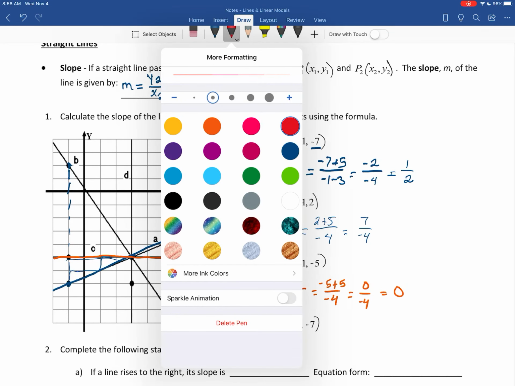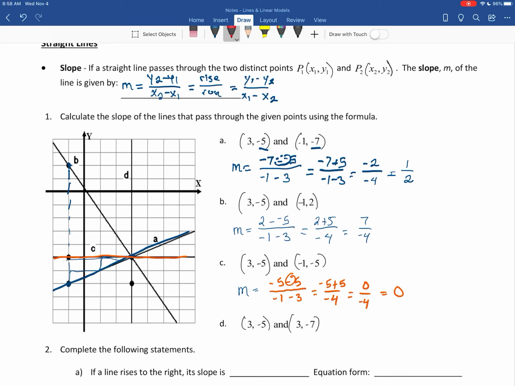And let's change colors again so that we can see this vertical line, line D here. The 2 points we've got are right there. So let's check out how that works. When we find the slope of this vertical line, we get -7 minus -5 over 3 minus 3. So we get -7 plus 5 over 0, or -2 over 0. And when we have a 0 in the denominator, we have undefined.